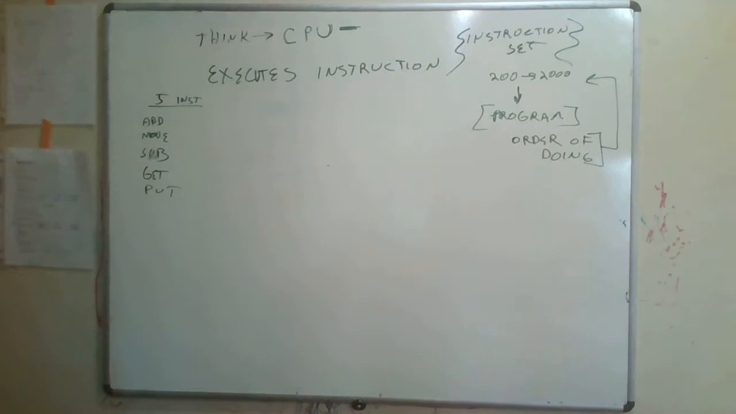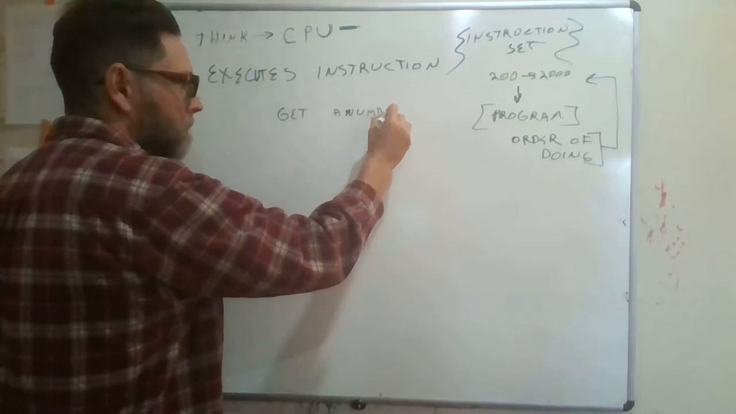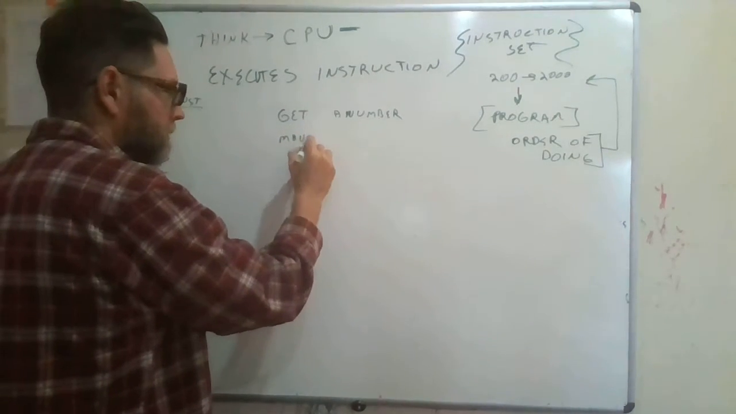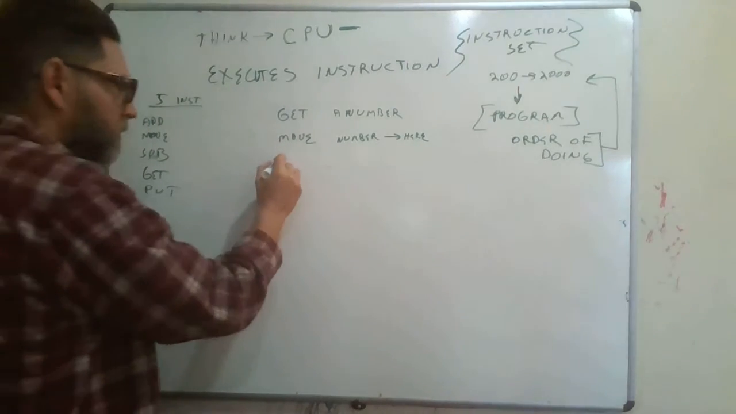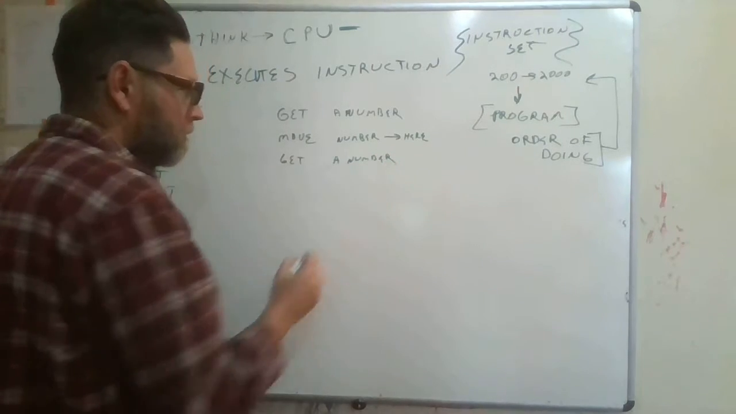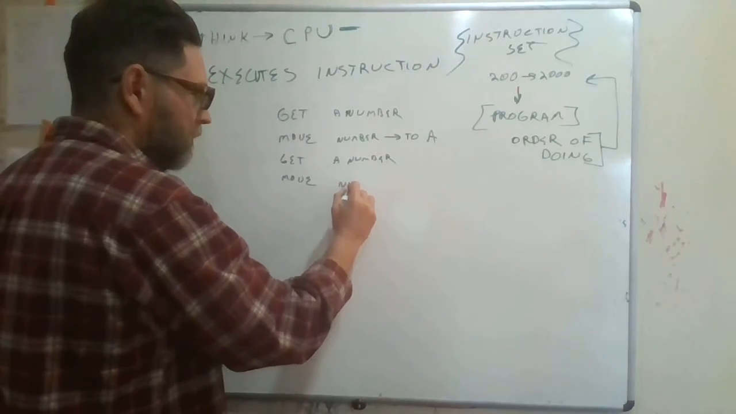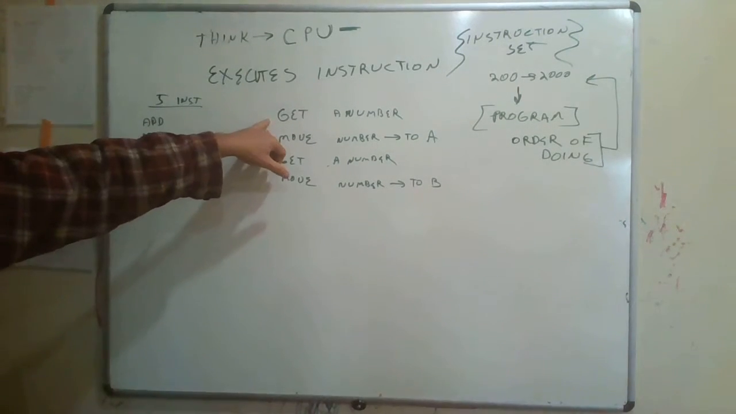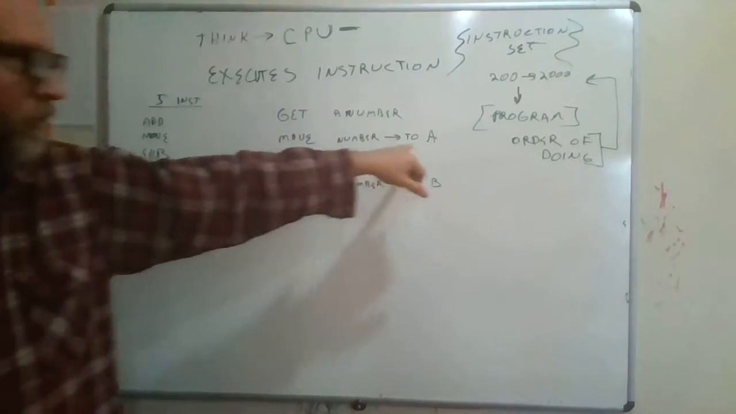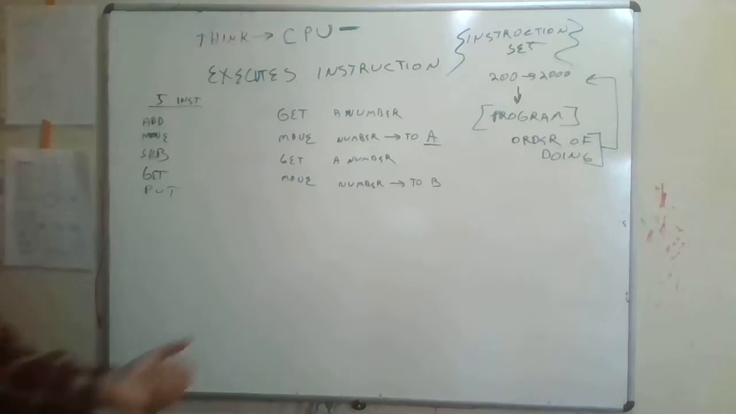So, let's write a program. First, what if we get a number? What if we move that number here? What if we get another number? And then we move, let's call this to A. And we move this number to B. What we've done now is from somewhere on the I/O, we got a number. And we moved it over to location A. And it's sitting there in memory, because that's where we think in. Then we say, let's get another number from I/O, which is like a keyboard or something. And let's move that number over to location B.